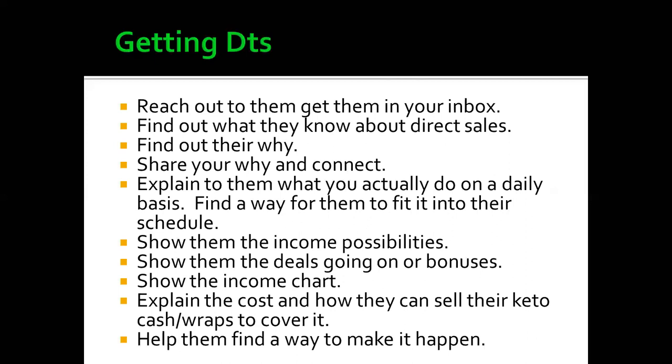And then you want to show them the income possibilities, show them the income chart, show them the bonuses, make sure they understand what potential they would have with the company. And right now we've got the $20 code, so it makes it a little different. But if this was a normal kit, they were $99. You would explain the cost to them and how they can sell the wraps that come in their kit, or the keto coffee, depending on what kit they got, how they could sell that and make up the cost of their kit back. Or just the flat out, they're getting a good deal, because usually our kit is $99, but you get more than $99 worth of stuff in it. So it's still a good deal. So make sure that they understand that, and help them find a way to make it happen.